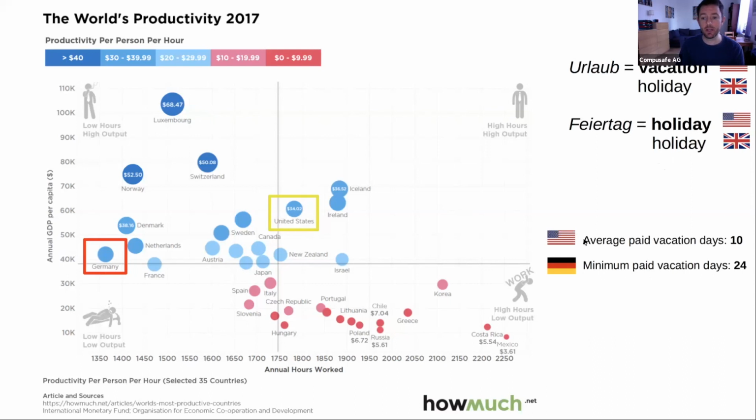Here's another thing to keep in mind. Americans, there's no law that says that a company has to give you a vacation day. But on average, most companies give vacation days, and it's something like 10 is the average. Whereas in Germany, you have a law that the minimum is 24 paid vacation days. So that's a very big difference.